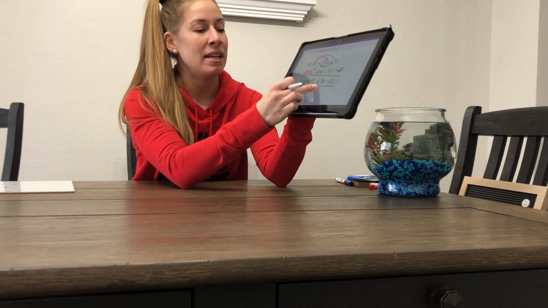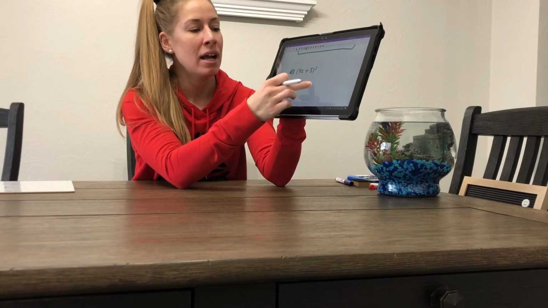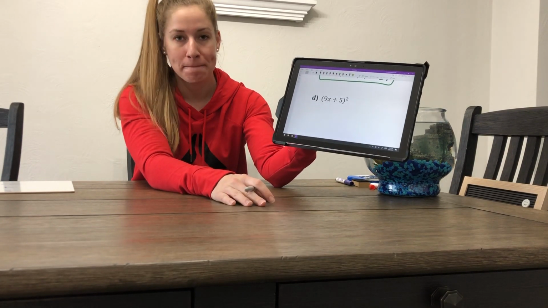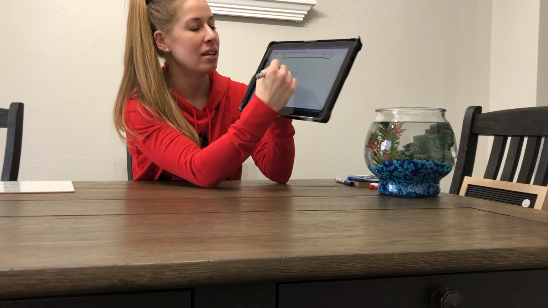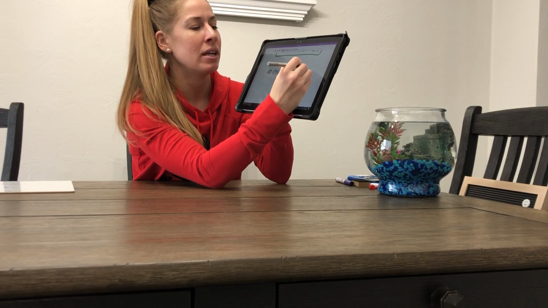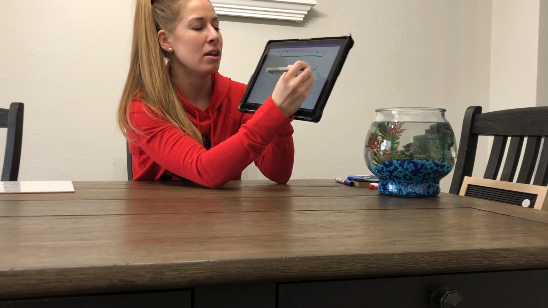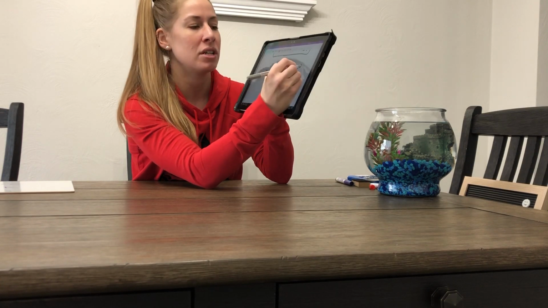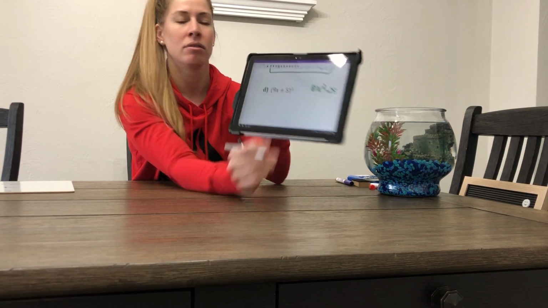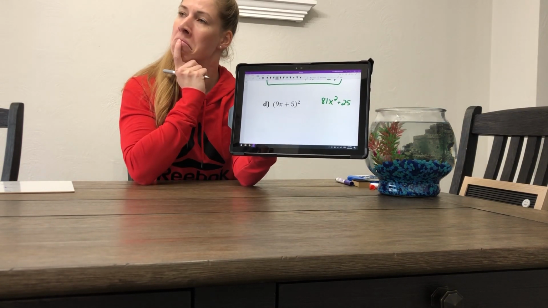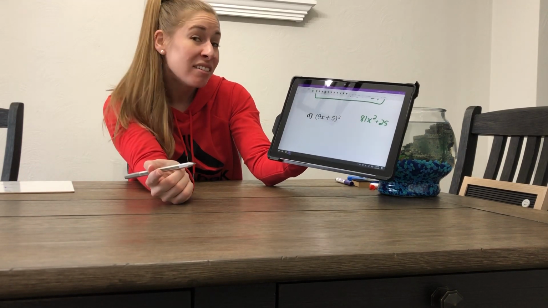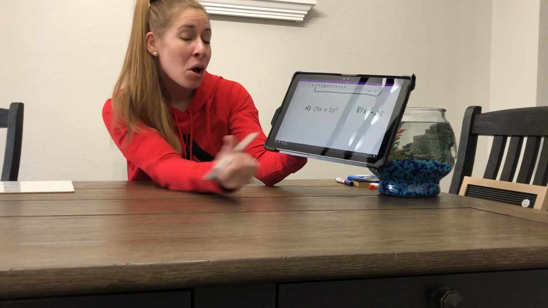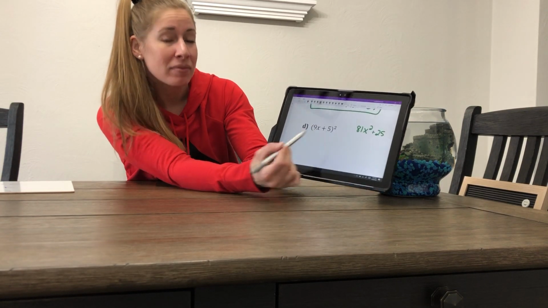Okay. Example D, 9x plus 5 squared. What do you think we do with that? Do you think we just get 9x squared, which would be 81x squared, and then 5 squared, which is 25? No. And why is that?